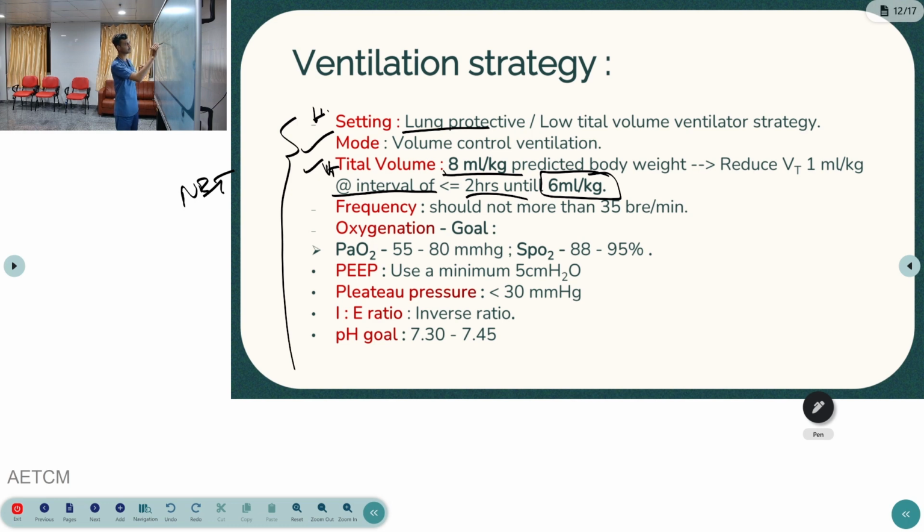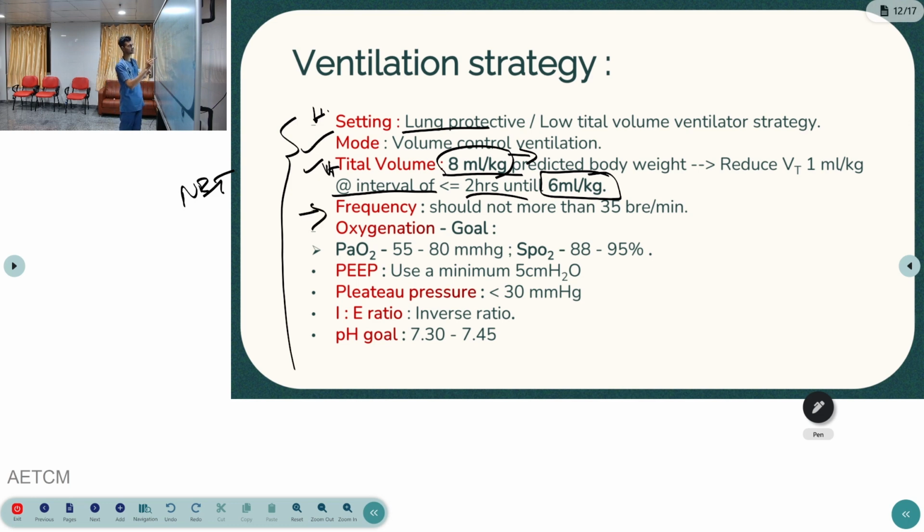If you want to put a person on a mechanical ventilator for some other condition, 8 ml per kg is an adequate normal volume for the person, but mainly in ARDS we want to give the lung rest for healing purpose. That's why we are maintaining the low tidal volume, and that's why we call it a low tidal volume ventilator strategy.